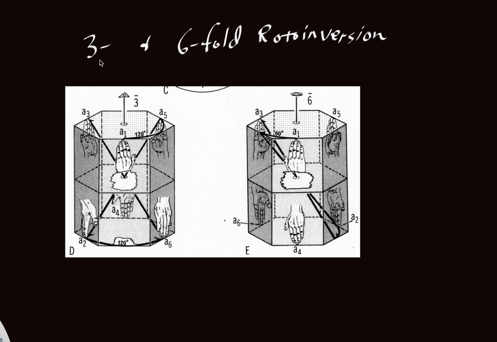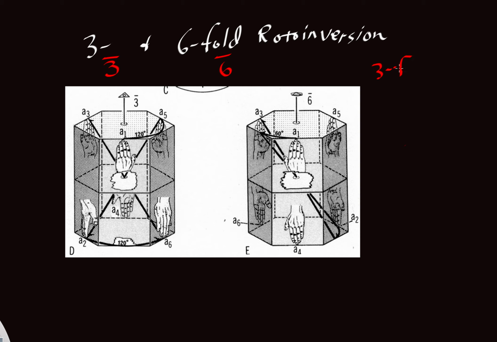So here we're going to introduce the 3- and 6-fold rotoinversion operations. The 3-fold rotoinversion would be symbolized as a bar 3, and this fellow would be symbolized as a bar 6. These are a variation on the theme of 3-fold rotation and 6-fold.